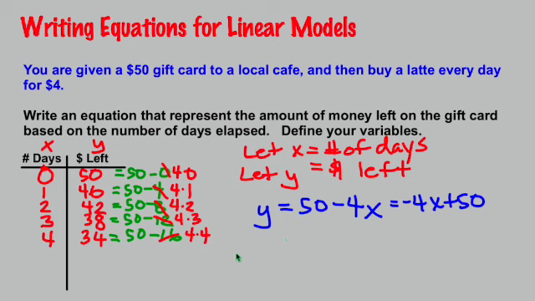We'd already calculated that. So after 4 days, we would say, what is 50 minus 4 times 4? Well, 4 times 4 is 16. So what is 50 minus 16? And it is 34, which checks with our last one we put on our chart over here.